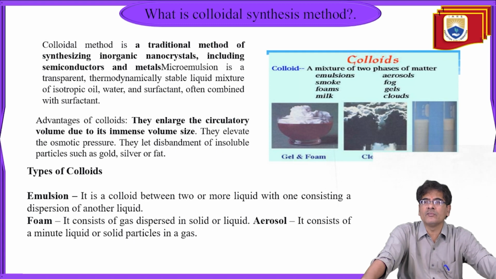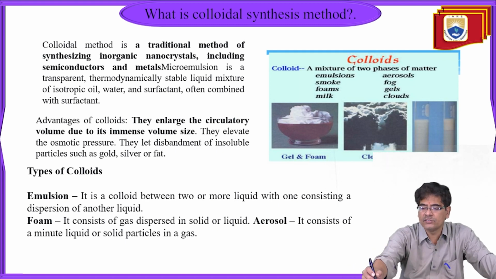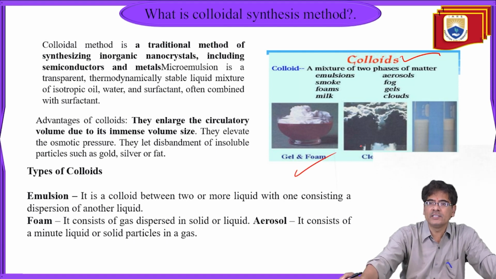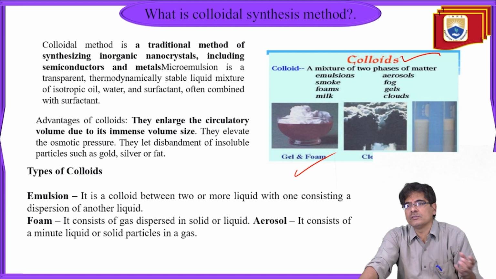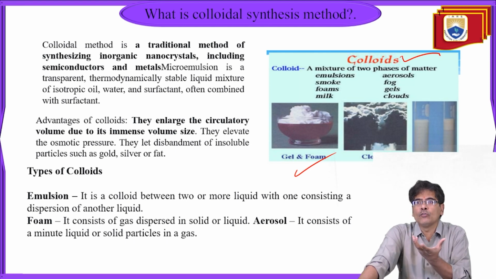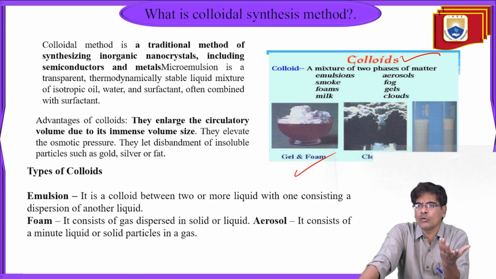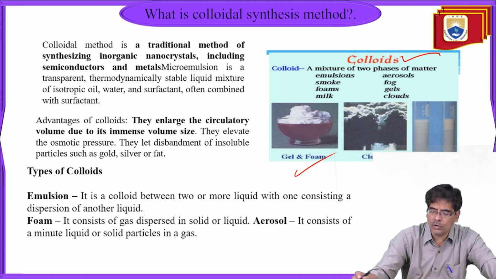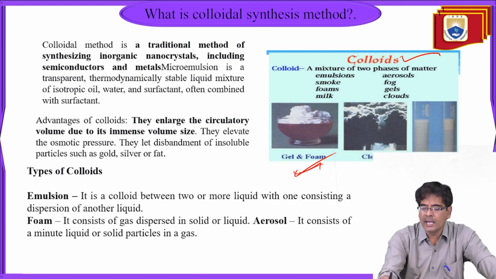So if you come to the diagram, see we have these colloids. You can see here the colloids, right? A colloid is a mixture of two phases of matter. One is the emulsion, smoke, foams, milk, which are taken in the form of gel and foam, and the other as clouds. So two phases. One will be like smoke, one like fog, some like foams, some like gels, some like milk, and some like clouds.